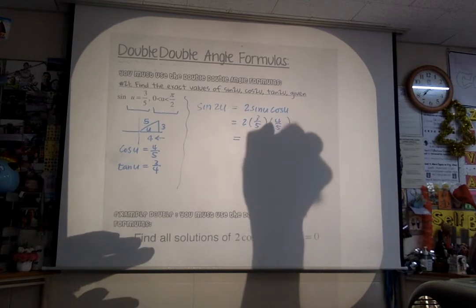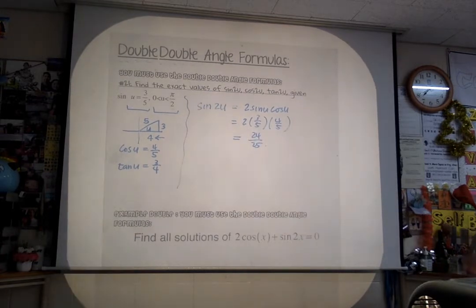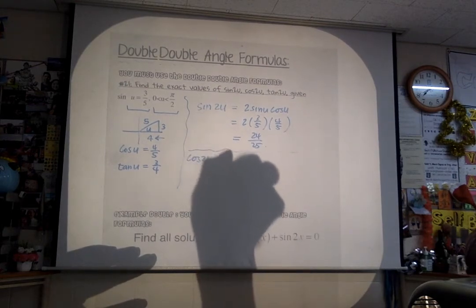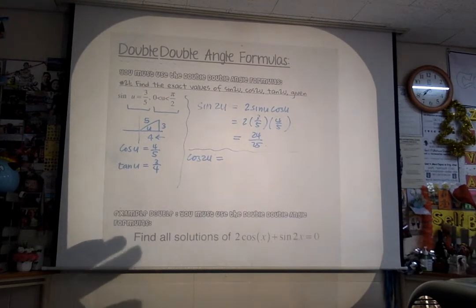Now let's multiply, and you get 24/25. That's it, okay? Easy, okay? Why don't you go ahead and stop the video and try cosine of 2u. Look at your formula sheet.